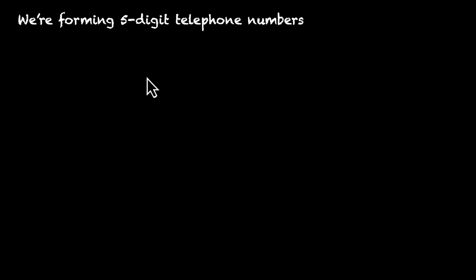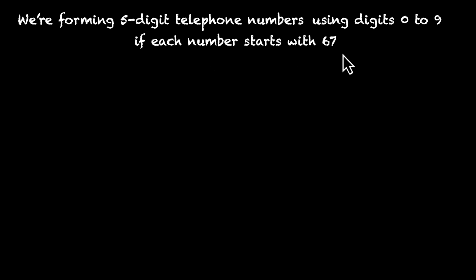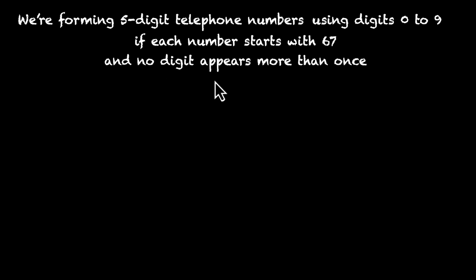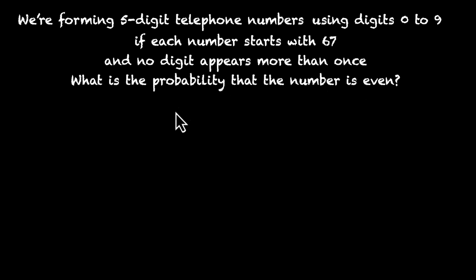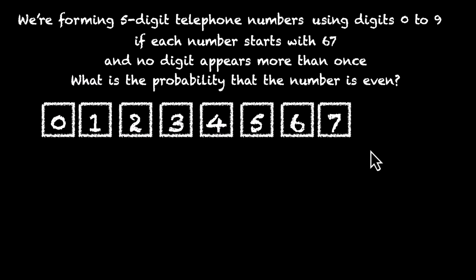Let's try one more. Now we are forming 5-digit telephone numbers using the digits 0 to 9. If each number starts with 6, 7 and no digit appears more than once, what is the probability that this telephone number is going to be even? Pause the video, try this out. Here's the list of numbers for your reference, 0 to 9. Okay, let's do this together.